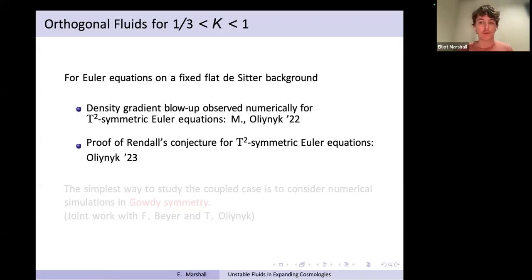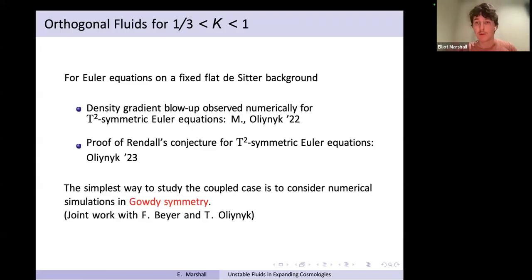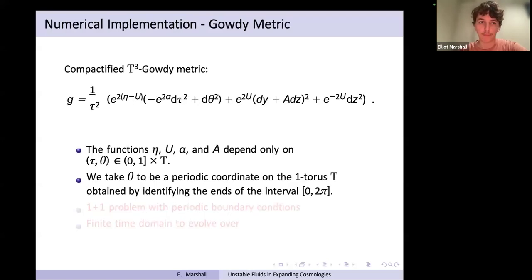But of course, these results don't truly answer Rendall's conjecture, which looks at the Einstein-Euler system. So the simplest way to study this, at least numerically, is to start looking at Gowdy symmetry. So this is joint work with Florian Beyer and Todd Oliynyk. So now I just want to give a brief rundown of our numerical implementation and highlight a few of the key results before I explain what actually causes this instability.